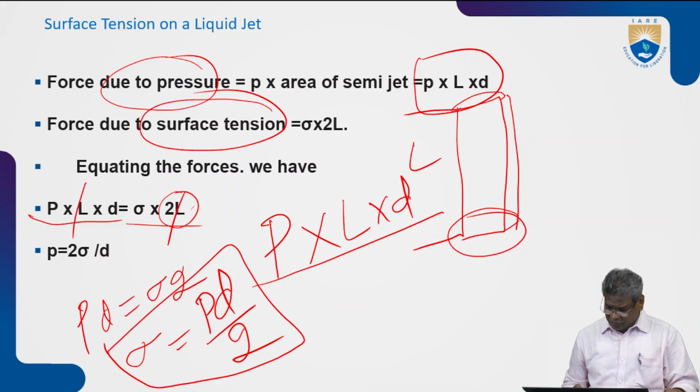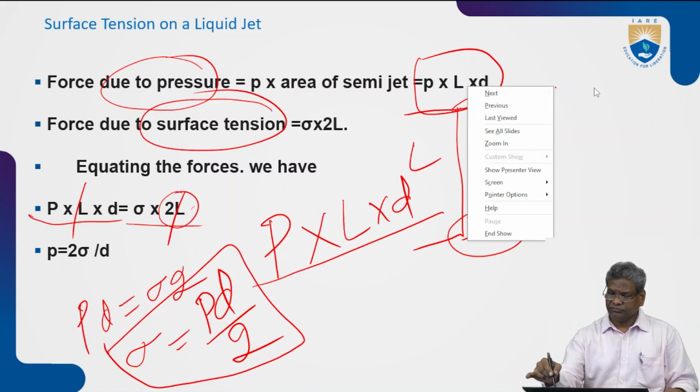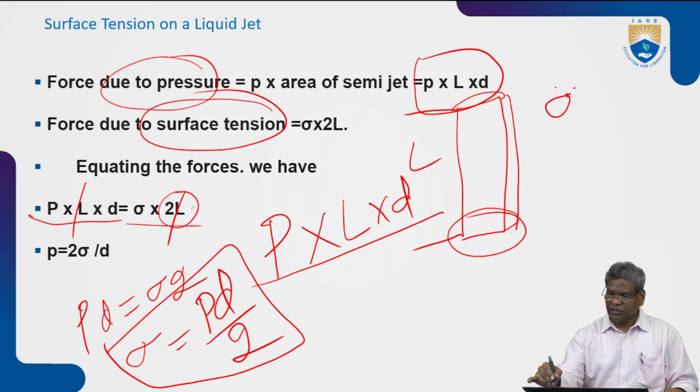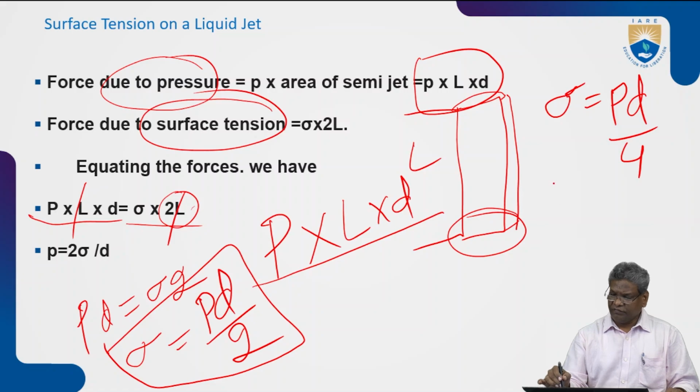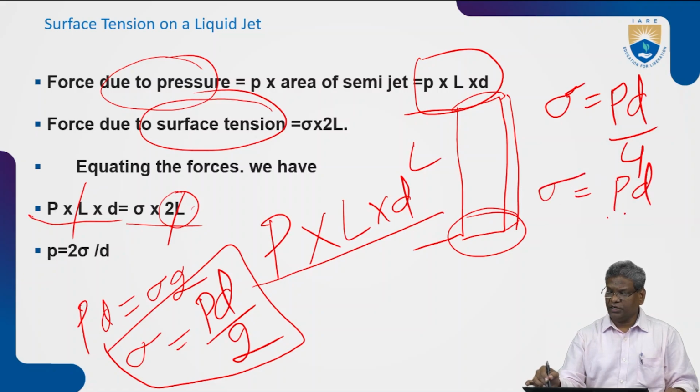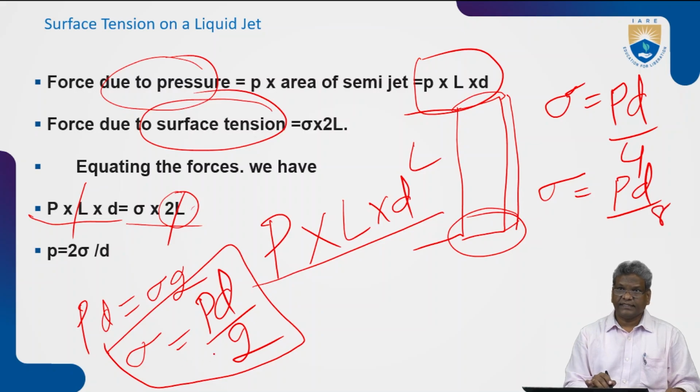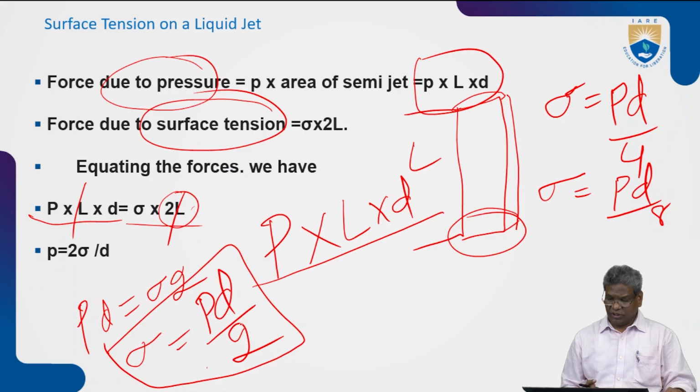So what we have seen: surface tension of a liquid droplet is sigma equal to PD by 4. Surface tension of the hollow bubble, soap bubble, is PD by 8. Whereas surface tension of the liquid jet is PD by 2. And also I want to take a practical example which we generally observe.